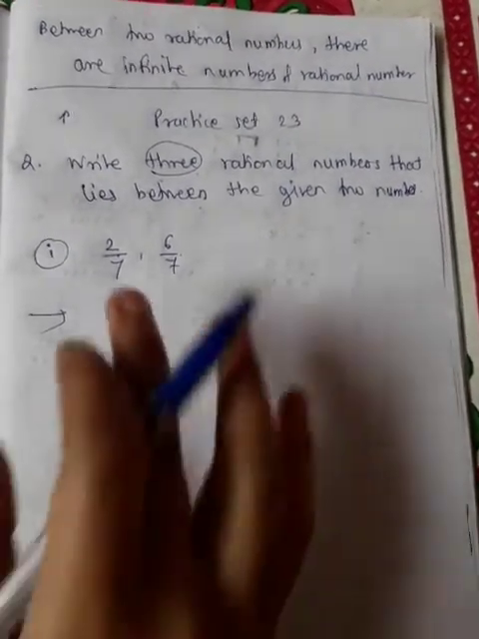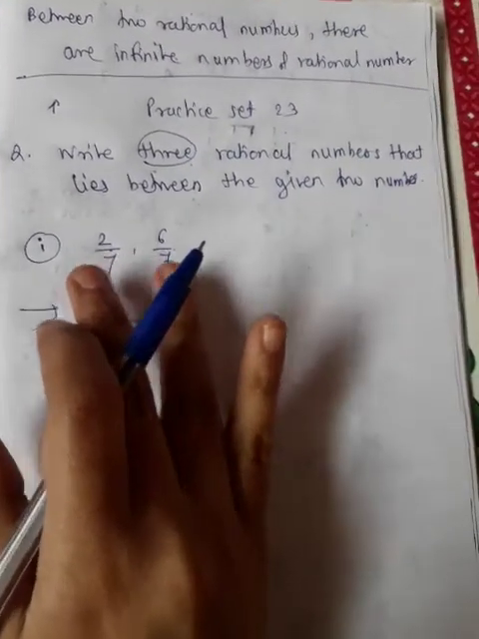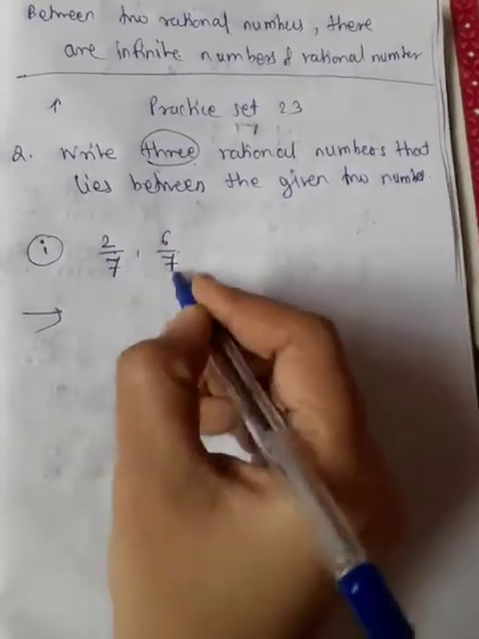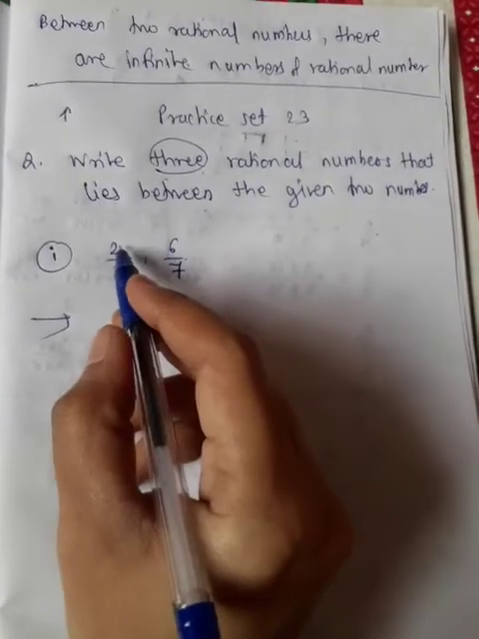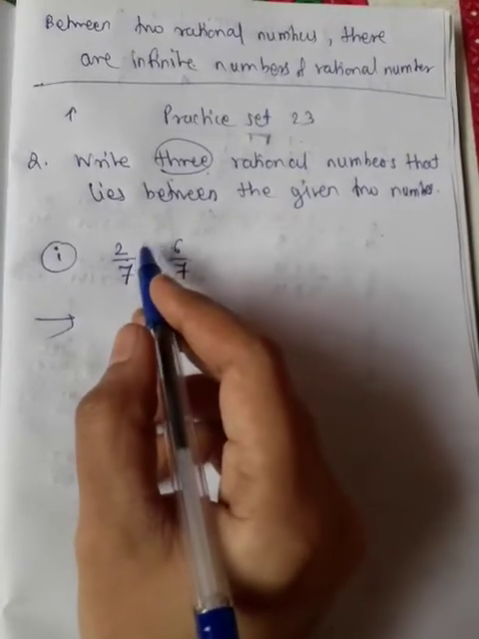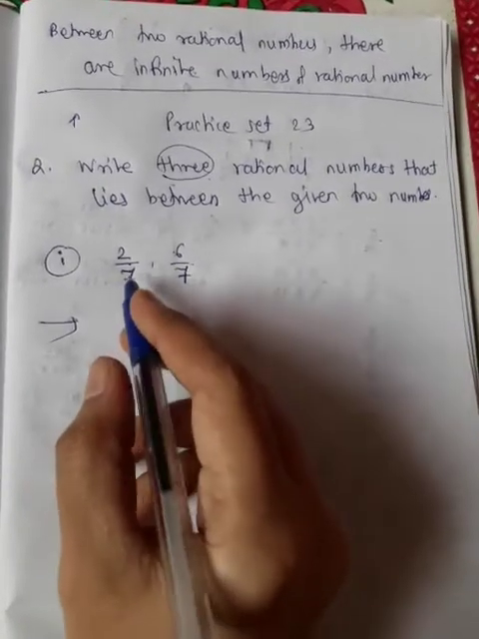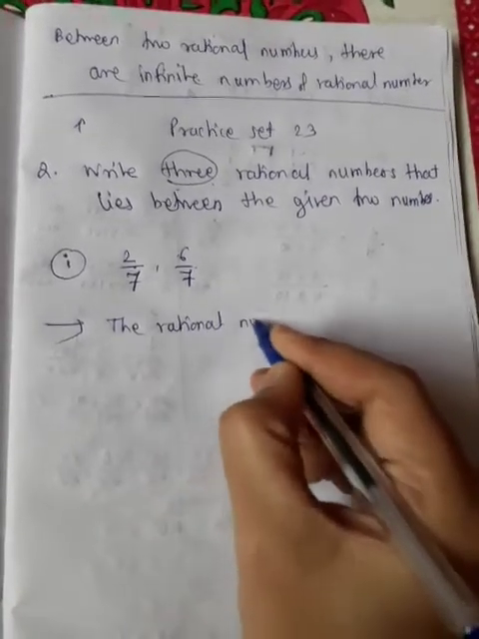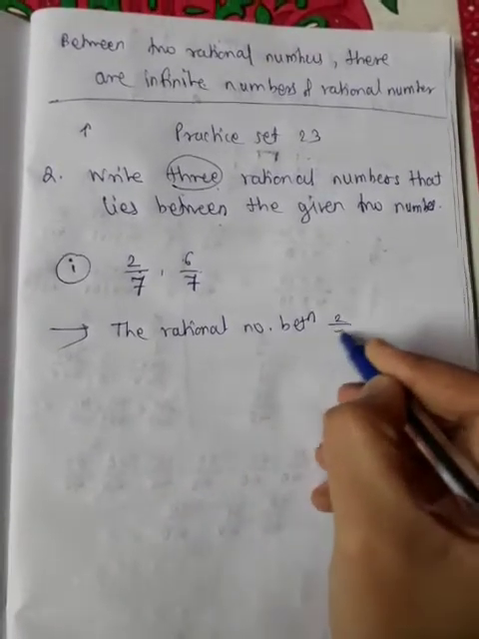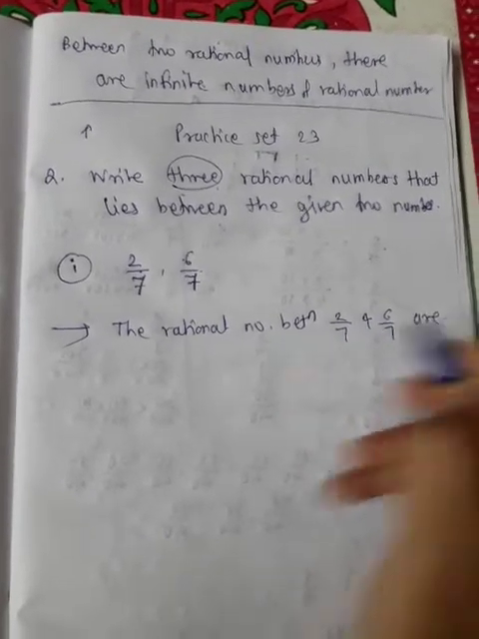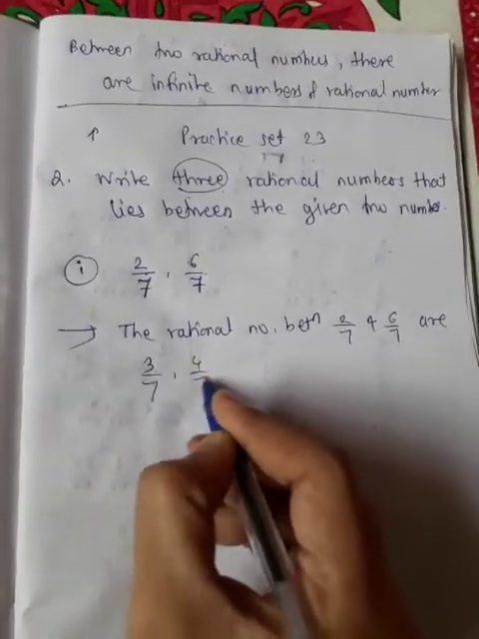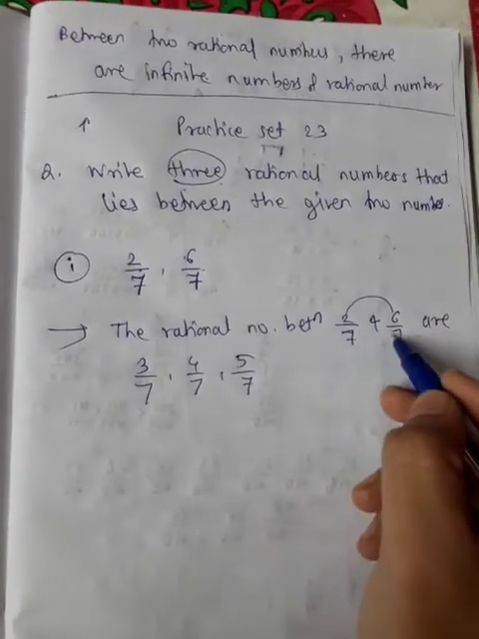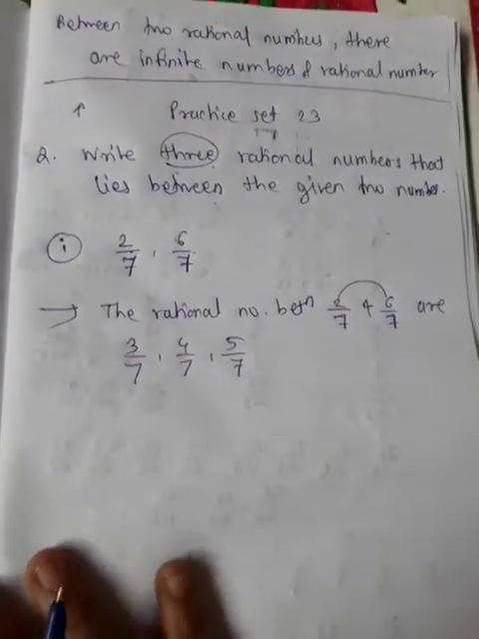So we know how to find rational numbers between two rational numbers. First make their denominators the same. Here the denominators are already the same. Between 2 and 6, how many numbers are there? 3, 4, 5. So the rational numbers between 2/7 and 6/7 are 3/7, 4/7, 5/7. Since the denominators are already the same, you can write them directly.